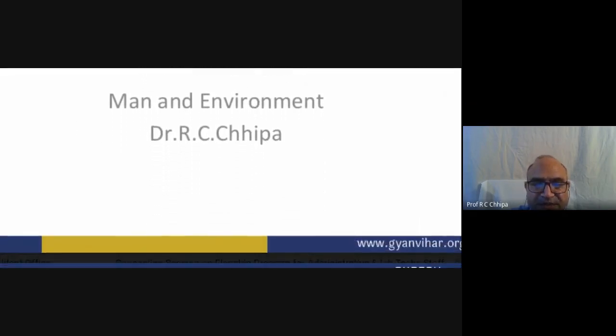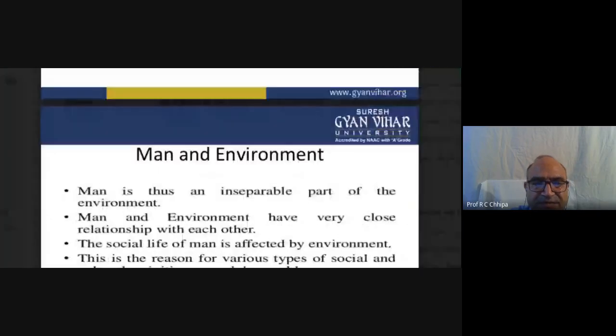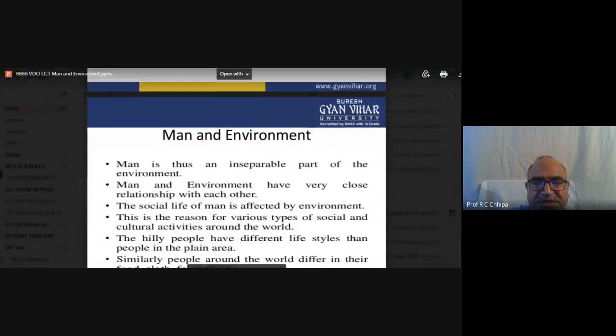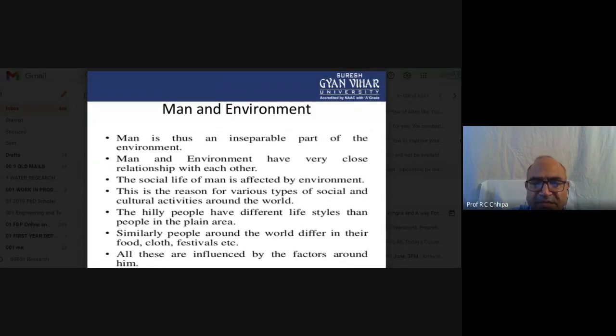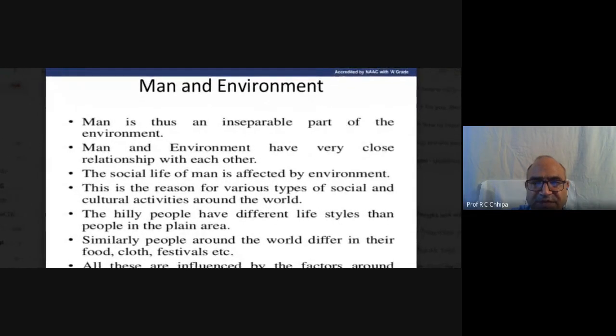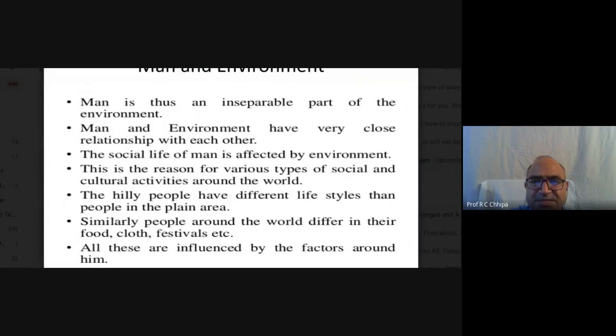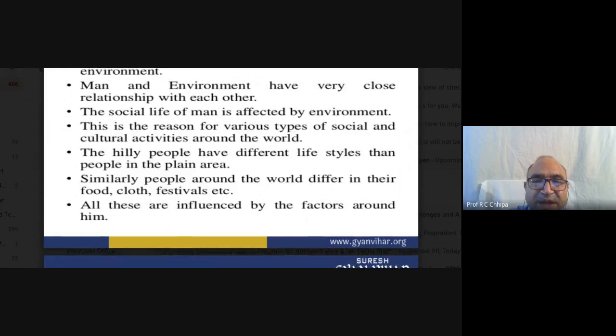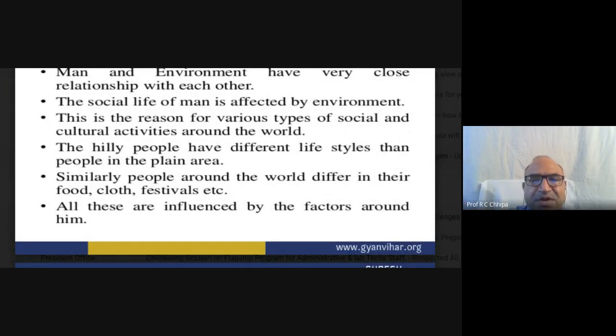So man and environment is today's discussion. So what we have to see is man is an inseparable part of the environment, because man is also part of the environment. The chemicals are there. So man and environment have a very close relationship with each other. And the basic chemistry is involved. The chemicals are involved. We have another part, the social life of man is affected by the environment. Suppose we want to travel. So that is the part of the environment.